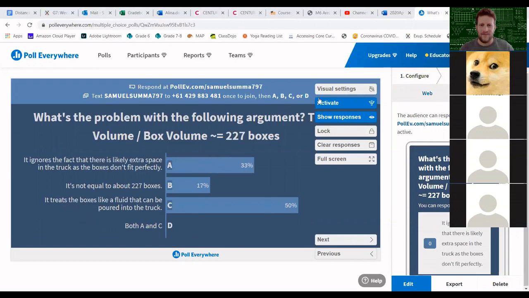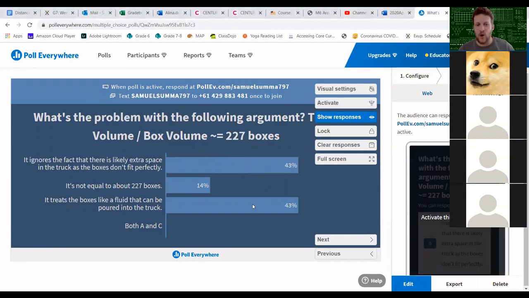So I'm going to close it. It is fascinating that so many people chose A and C because the answer I was thinking is actually both A and C. That's what I would choose. The fact that the boxes are not fluid means there will be extra space. And so those things are totally tied together and you can't remove them. If there were fluid, like water, you could pour it in and there would be no extra space. It would fill up everything completely. So I would choose one of those.